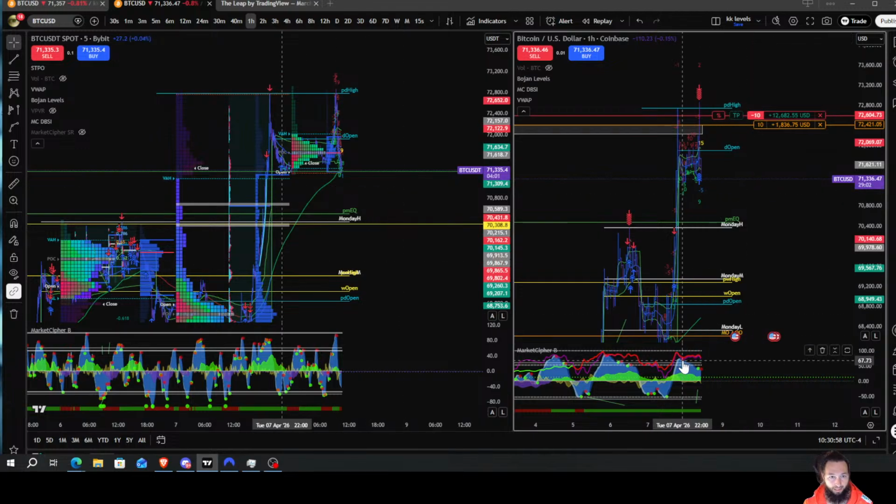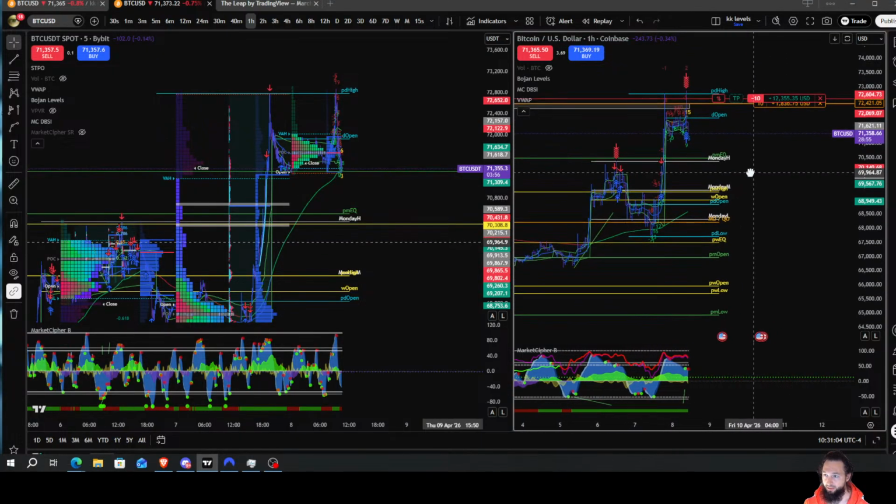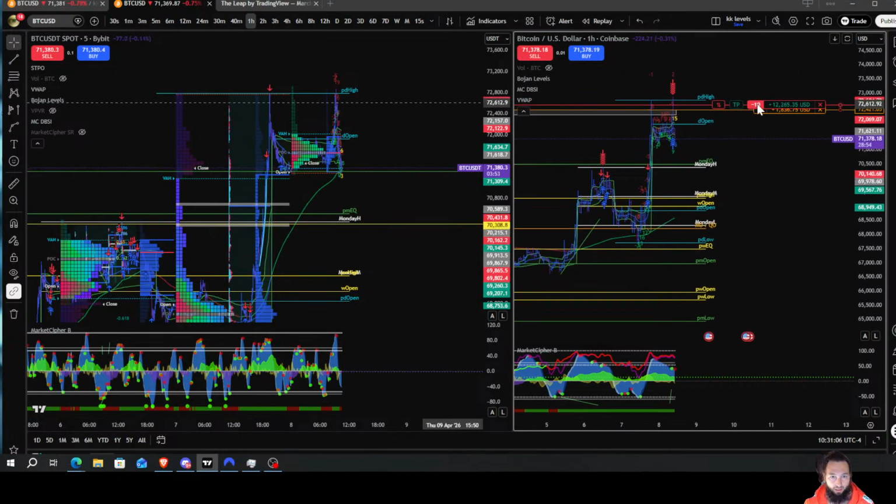We have bearish divergence on the 1 hour, so we're probably going to go down for quite some time here. So that's why I had 15 Bitcoin short. I already took 5 off and locked in some profits. I am waiting to take some more profits.